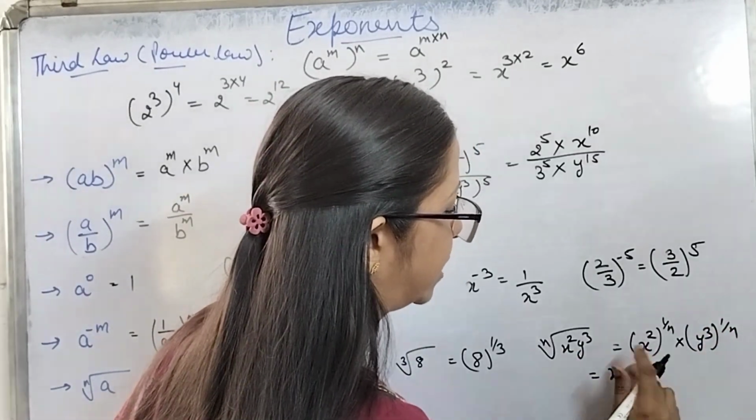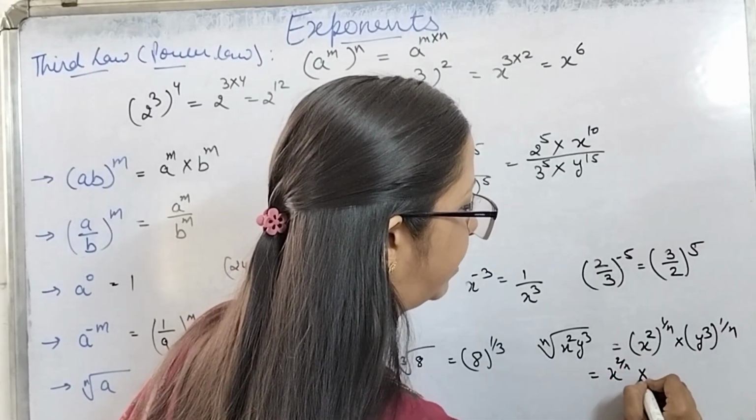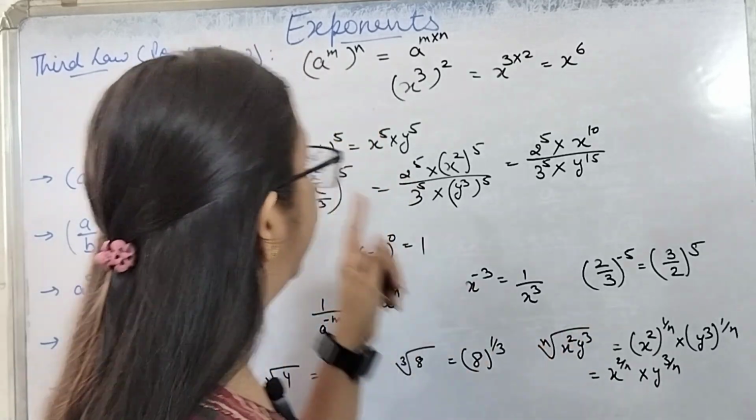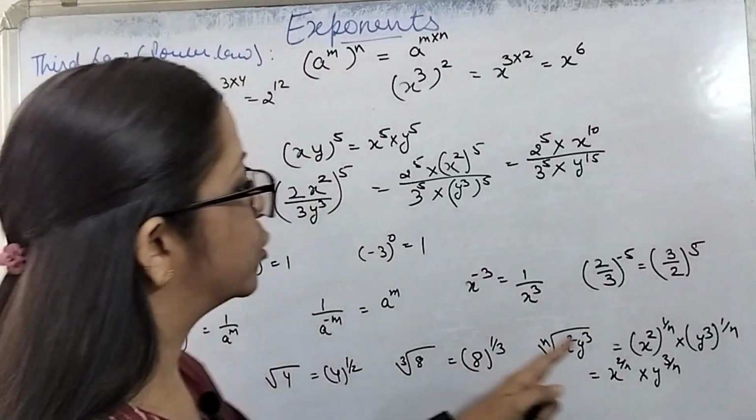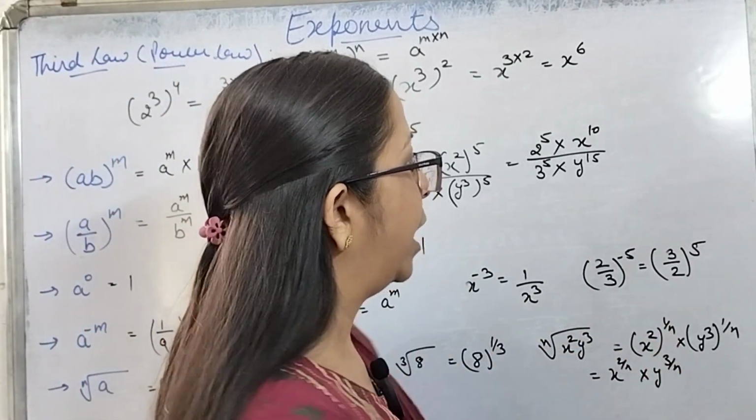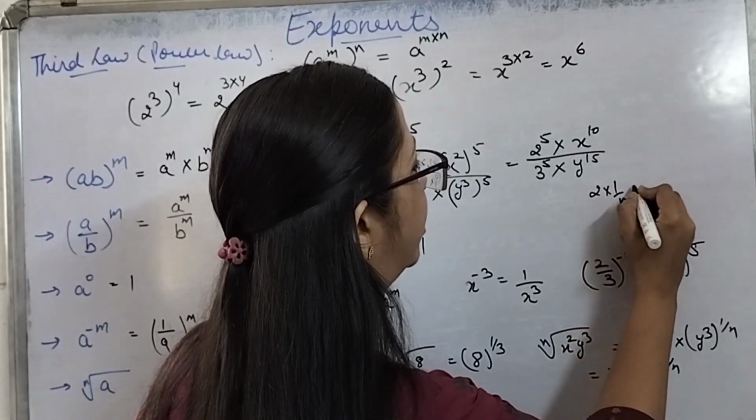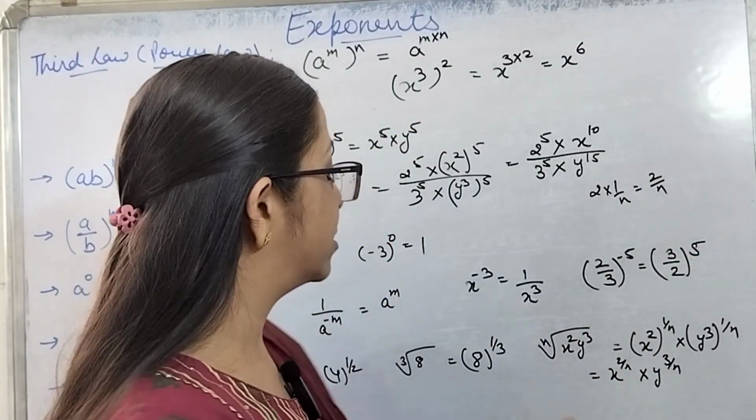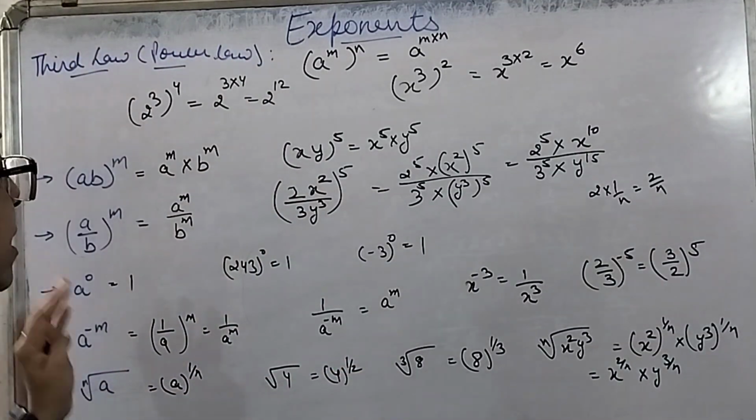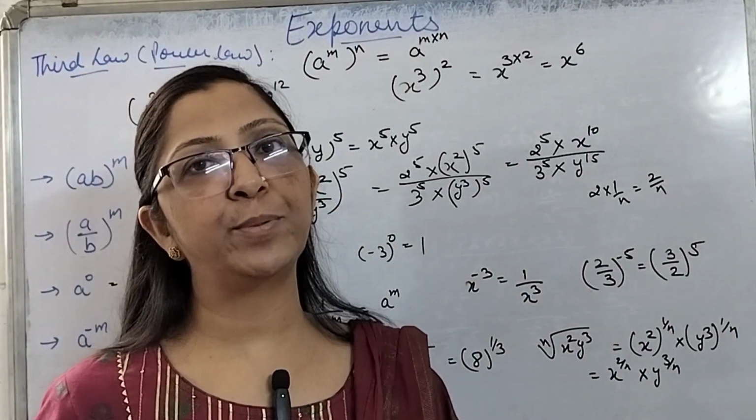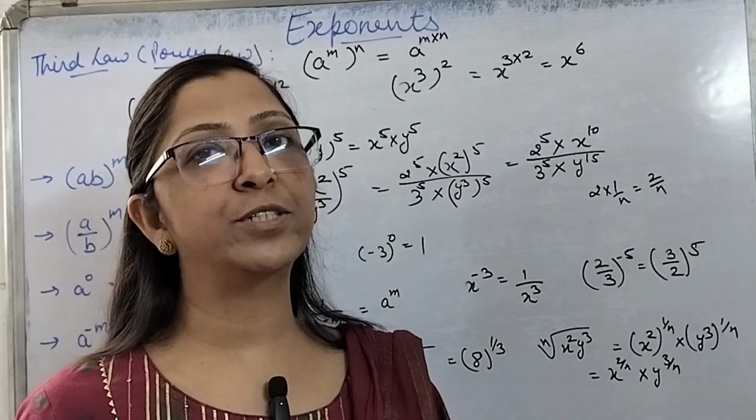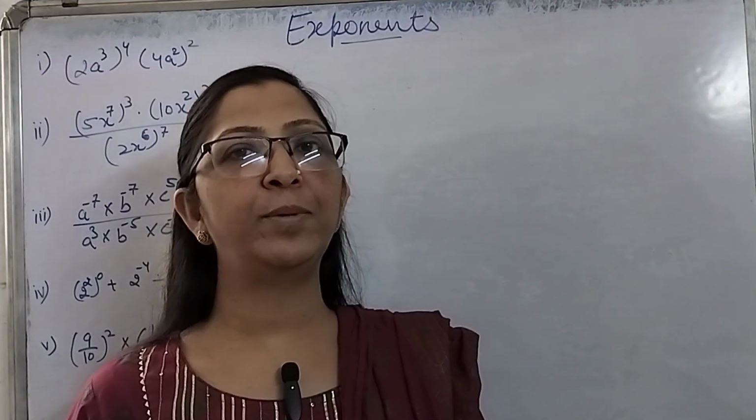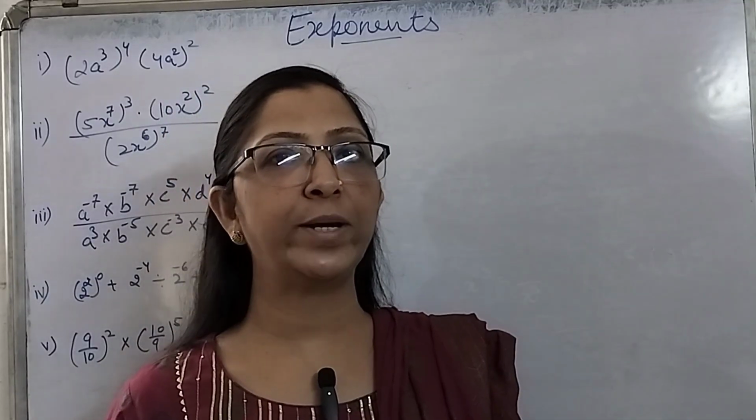So it could be written as x raised to the power 2 upon n multiplied by y raised to the power 3 upon n, because over here we'll be applying the third law, that is the power law. So 2 will be multiplied by 1 upon n, and 2 multiplied by 1 upon n will be 2 into 1 will be 2, and in the denominator it is n. So this is how, using the laws of exponents, we can solve any expression. Now let's understand how to apply the laws of exponents in solving the questions.